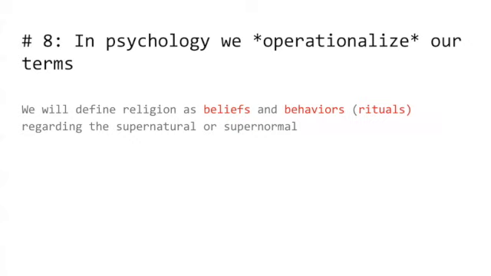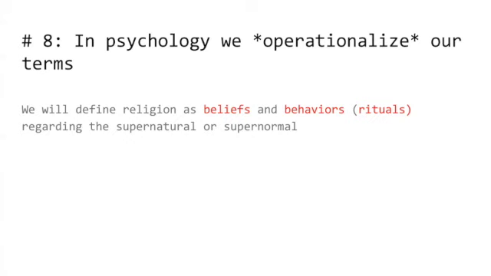The eighth point I want you to keep in mind is that in psychology, we operationalize our terms. So many people ask, what is religion? Is, I don't know, is sport a kind of religion? Is Netflix a kind of religion? There aren't any definitions in the back of the book of life that can tell us whether one thing is religion or not. It's up to us to specify the meanings of our words.